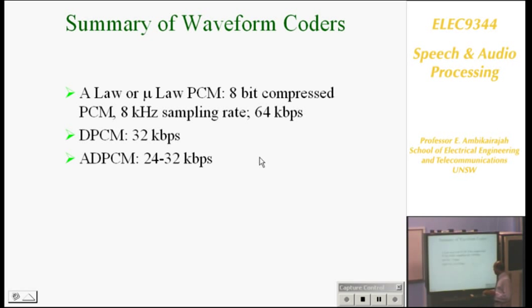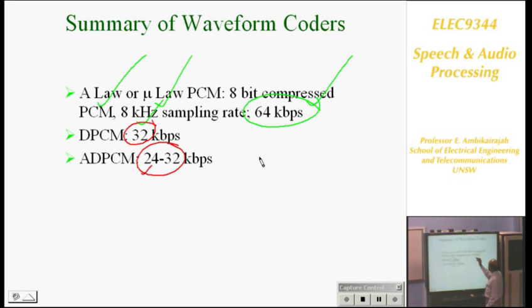Summary of waveform coders. In the waveform coders, we have said that you can use uniform quantization or non-uniform quantization. Non-uniform is A-law or mu-law. You use 8-bit compressed data, and if you have got 8 kilohertz sampling, you get 64 kilobits per second. That is the basic one. And differential PCM will give you 32 kilobits per second. And then if you go for adaptive differential PCM, you can have between 24 to 32 kilobits per second. You can go up to 24 kilobits per second.